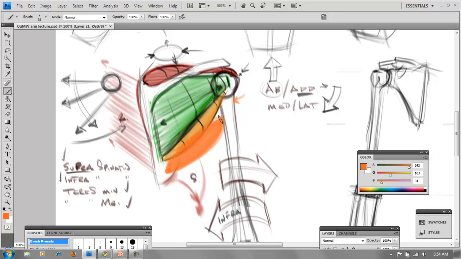So here's my big volume with the teres major going to the front. And so we get the idea that it's grabbing there. Let's do a little bit with the outlining to show overlap. Another big egg-shaped muscle.